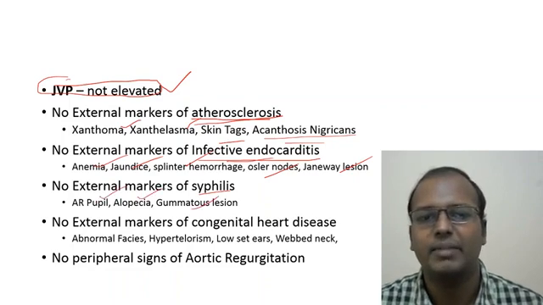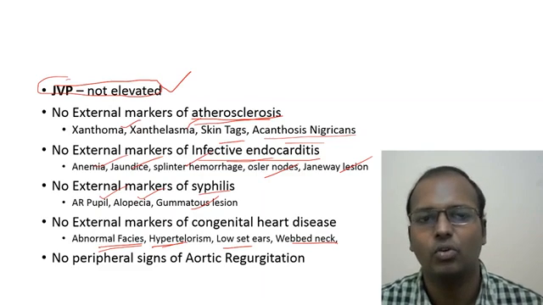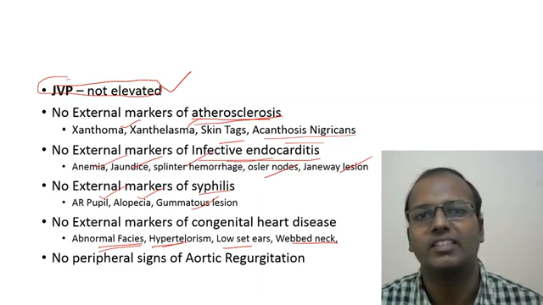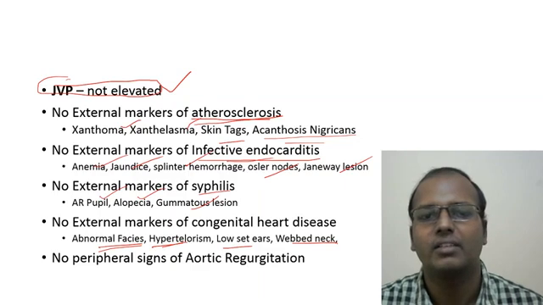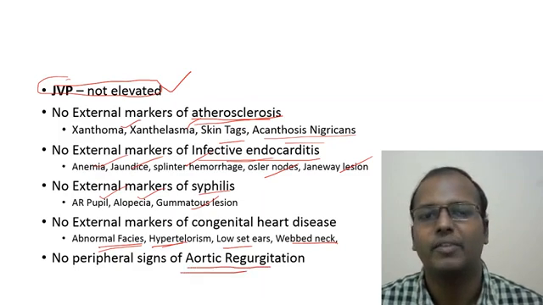And external markers of congenital heart disease can be an abnormal facies. Okay. Then hypertelorism, low set ears, and webbed neck. Okay, so webbed neck can be in Down syndrome. Okay, where do you get elfin facies? In what? Supravalvular aortic stenosis patients with elfin facies. Okay, that is Williams syndrome, and you should check for peripheral signs of aortic regurgitation. Okay, that we can see in the separate module.